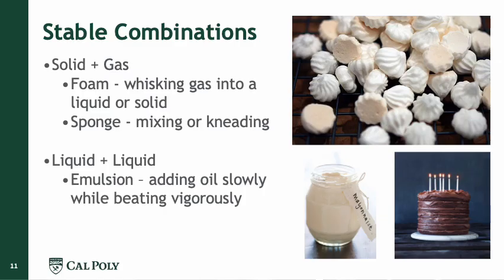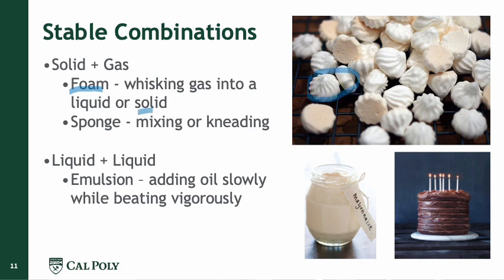So some stable combinations. A solid plus a gas. When we want to make a foam, we whisk gas into a liquid or a solid. For example, a liquid, let's say egg whites. If we whisk air into egg whites, and we continue whisking, there is an interaction of this gas with proteins that are present in egg whites, and then we form a meringue. And if we bake them, then we get this type of solids, right? This type of meringues.